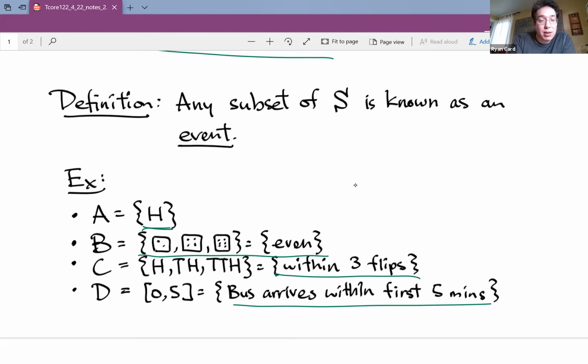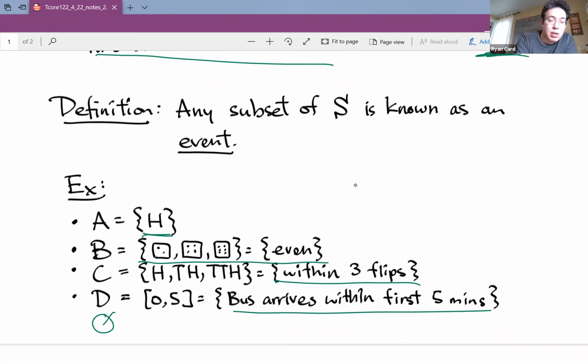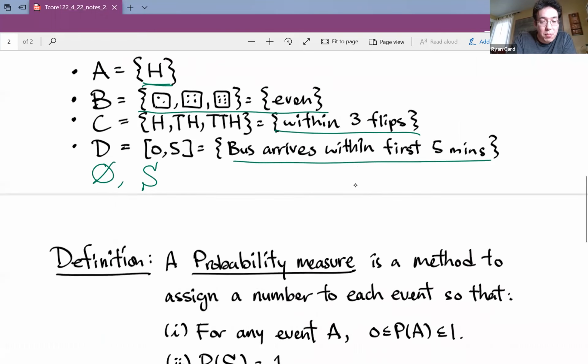I should also note that the empty event counts as well. So a subset of nothing counts as an event, and also a subset of everything counts as an event as well. So the entire sample space itself counts as an event.